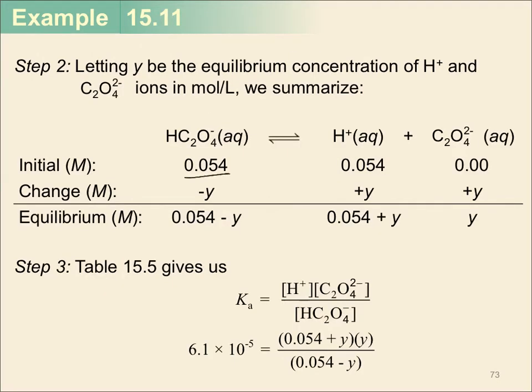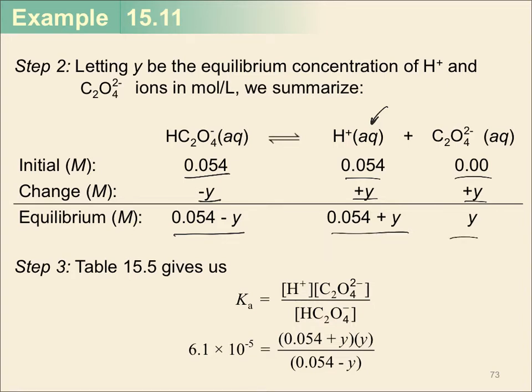So we start off with 0.054, 0.054, and 0. This is the key part: we're starting with an ion here in this position already. Don't forget that you've already calculated that H plus ion concentration from the first ionization. Subtracting y, adding y: 0.054 minus y, 0.054 plus y, and y.